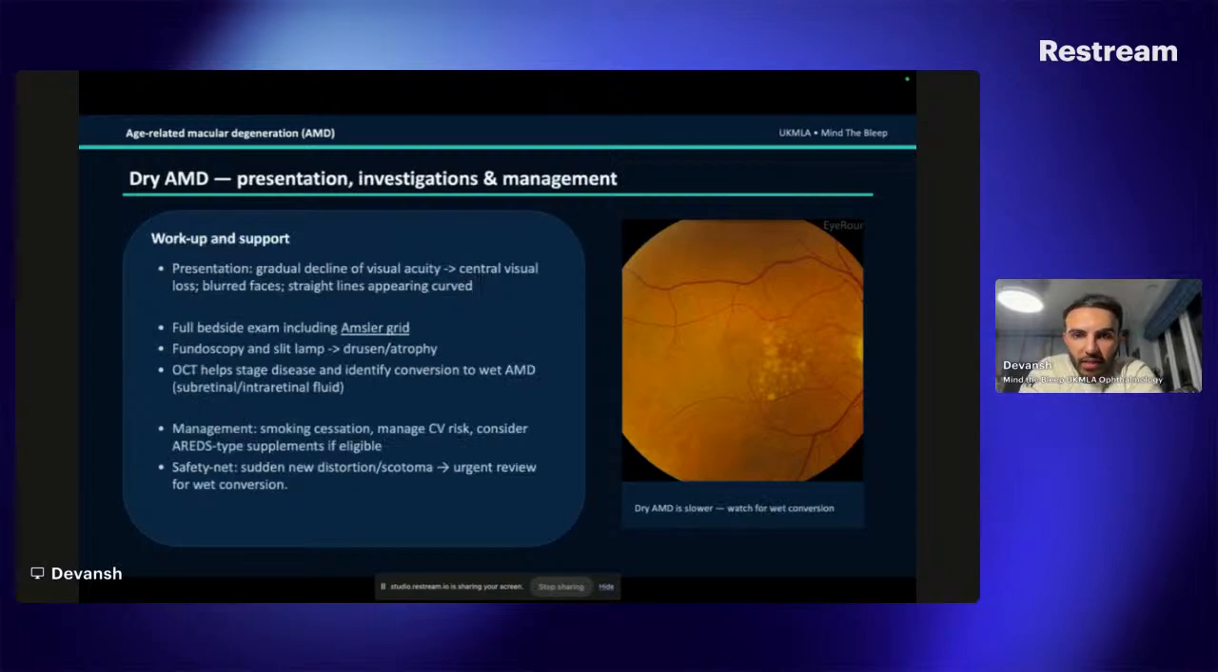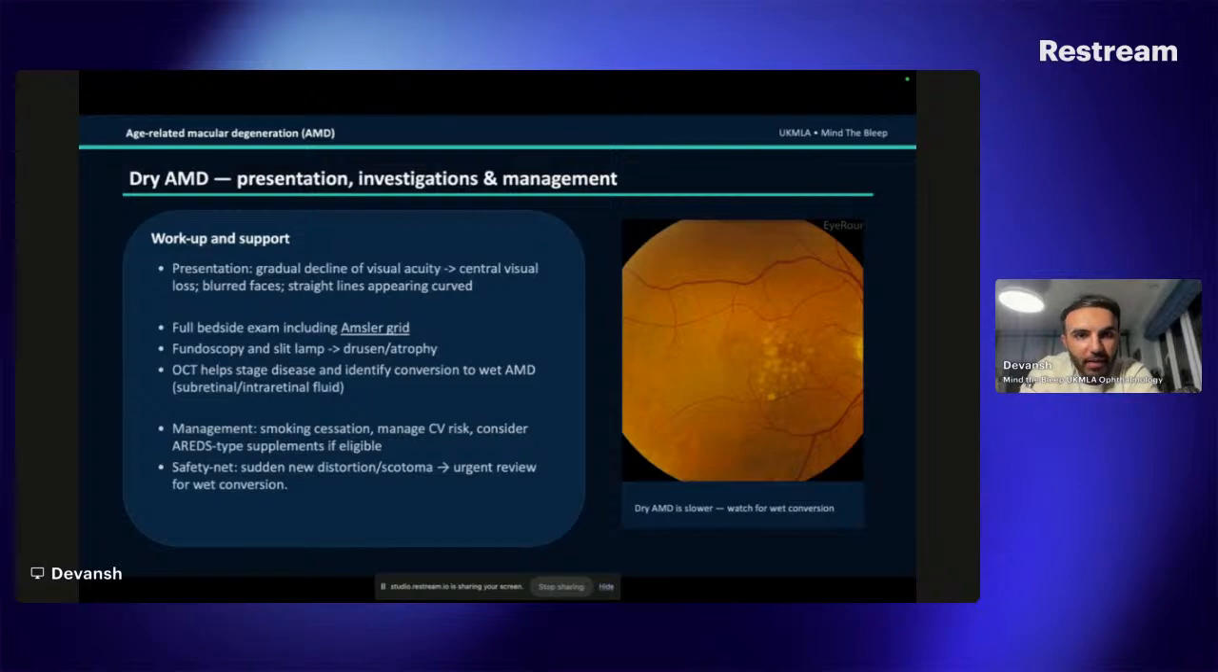Coming on to the presentation itself, with dry AMD, we see a gradual decline of visual acuity, leading to central visual loss, blurred faces, straight lines appearing curved. These are your classic buzzwords you'd expect to see in an SBA. We would do a full bedside examination for this, including the Amsler grid, which will really help us to assess whether a patient is seeing straight lines as curved or not.